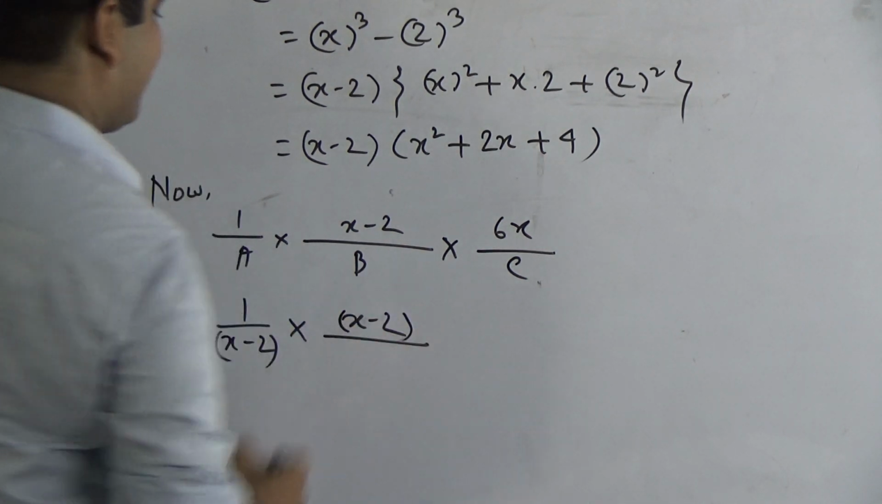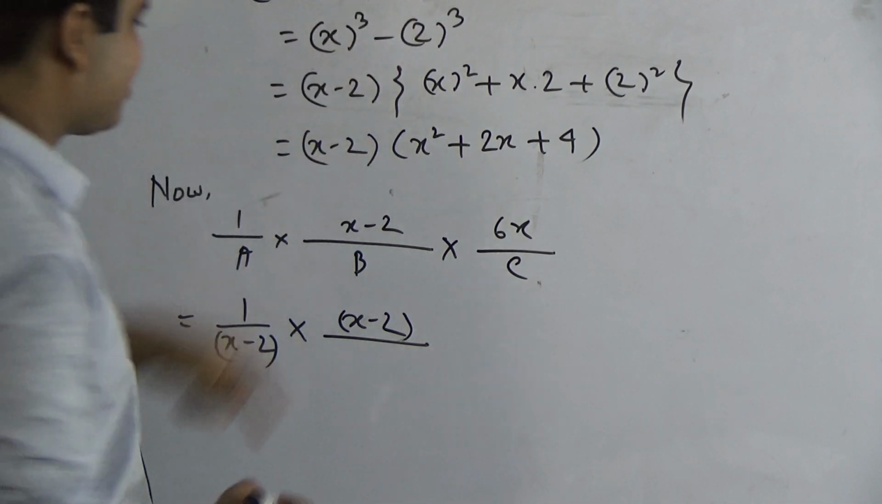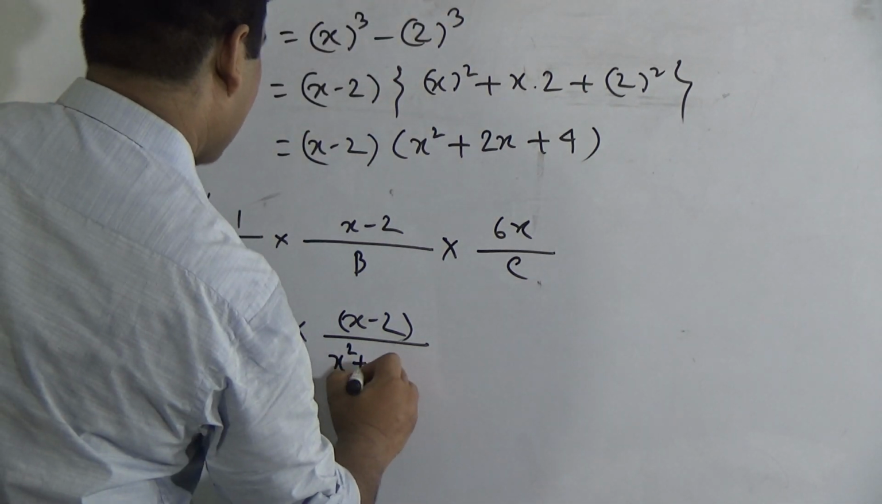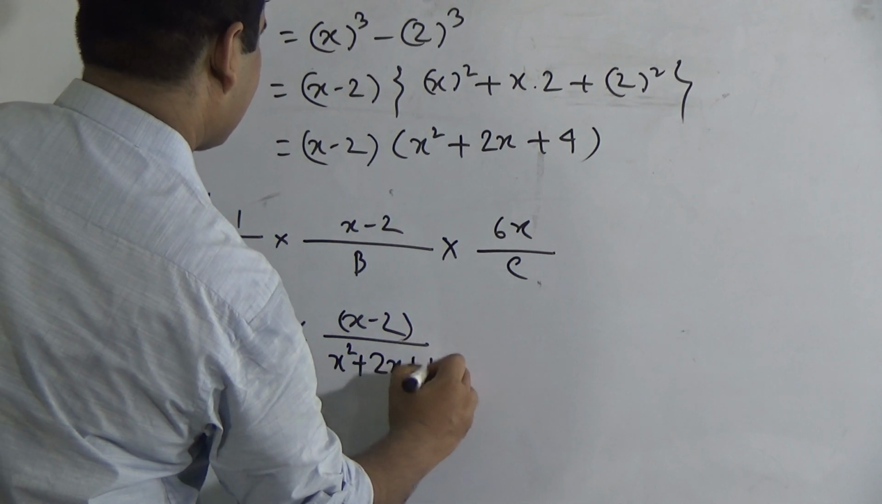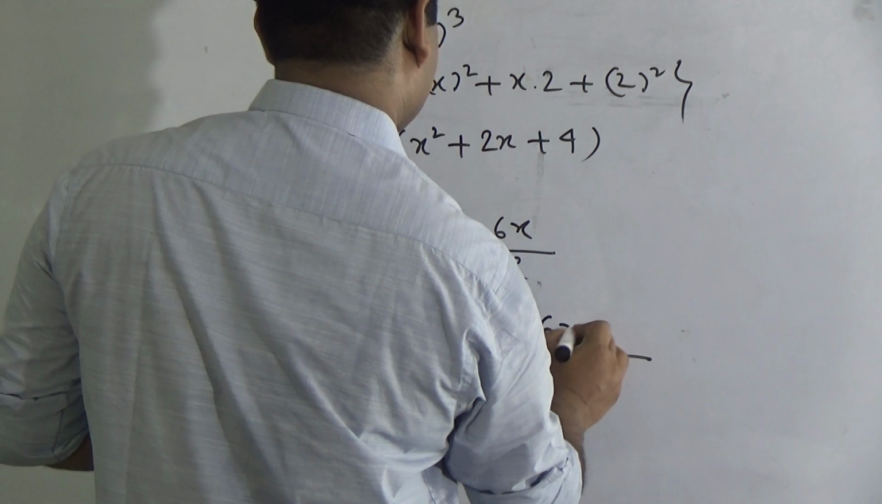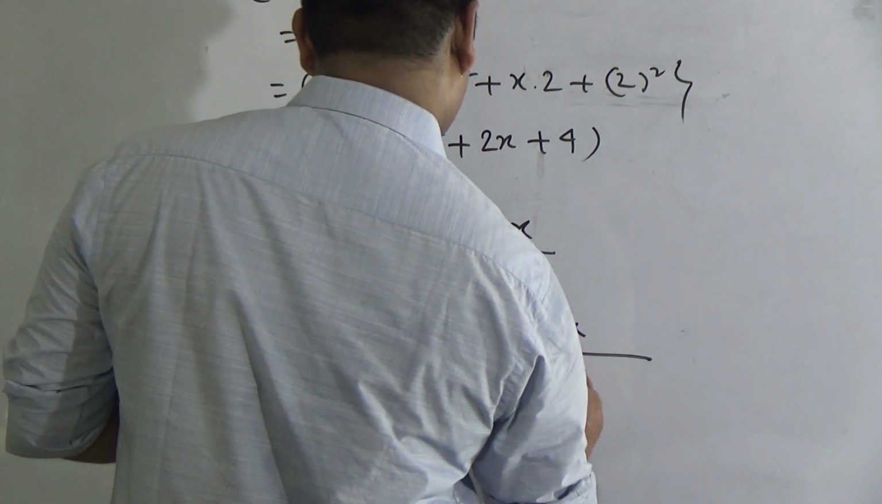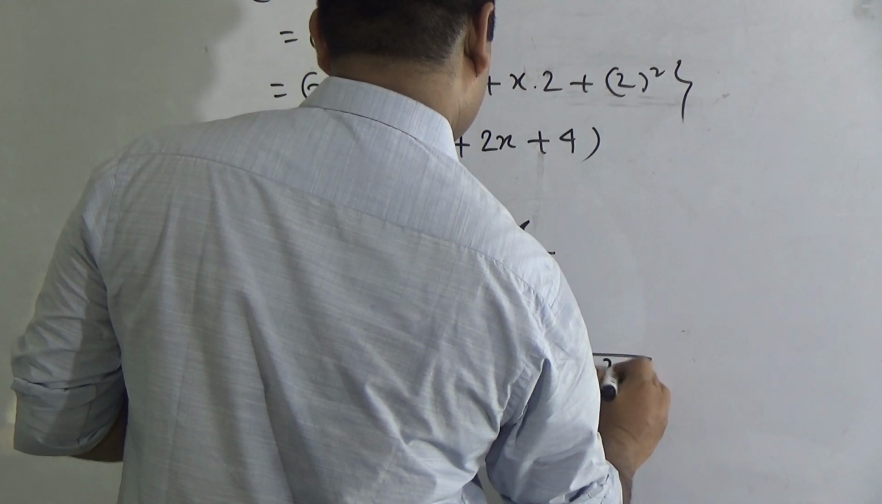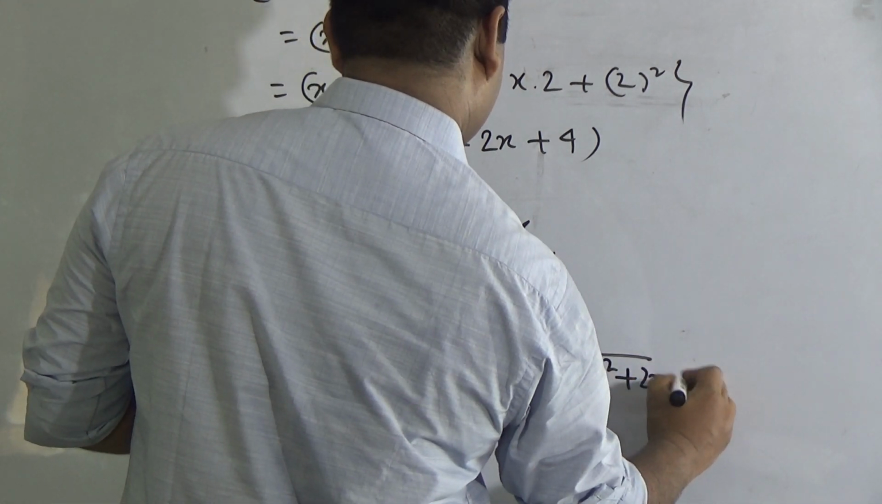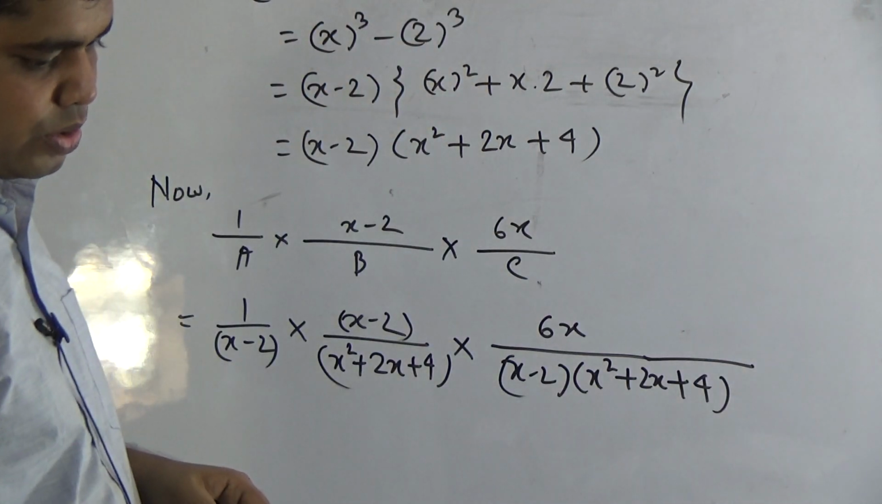What is the value of B? The value of B is x square plus twice x plus 4. So we write x square plus twice x plus 4. Multiply. Here we write 6x. What is the value of C? C is x minus 2 and here x square plus twice x plus 4. I hope you have understood.